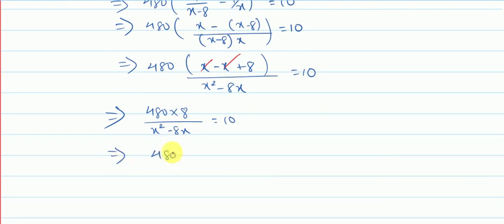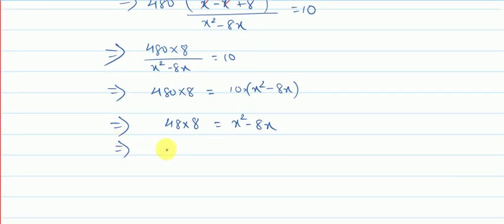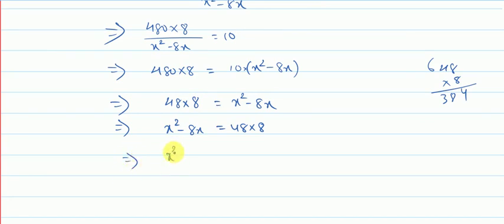Now cross multiply. Here you can see 10 is there in multiplication. This 10 will come and divide this. 480 into 8, so what will happen? The 0 will get cancelled, so we are left with 48 into 8. Now this can be written as X square minus 8X is equal to this much. 48 into 8: 8 8s are 64, 6 over here, 8 4s are 32 and 6 is 38, so 384. So you get X square minus 8X minus 384 is equal to 0.